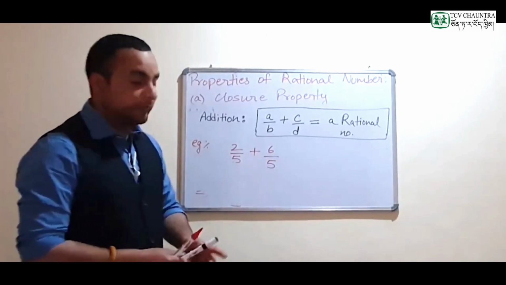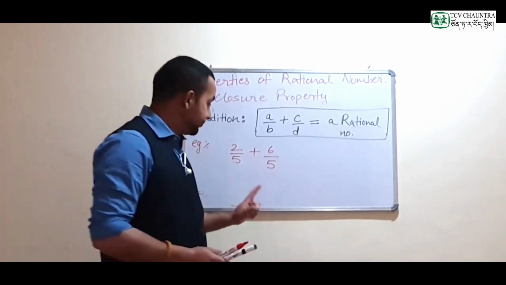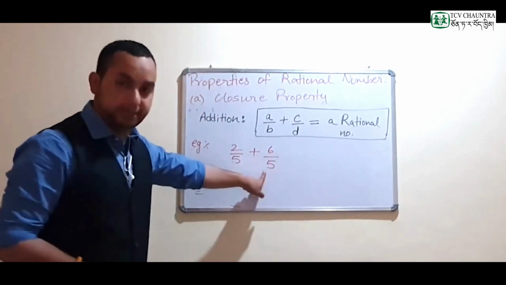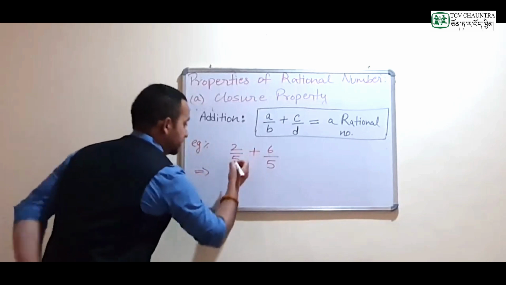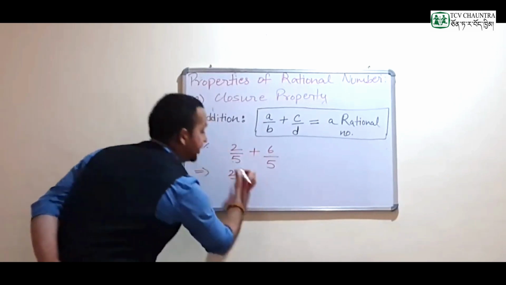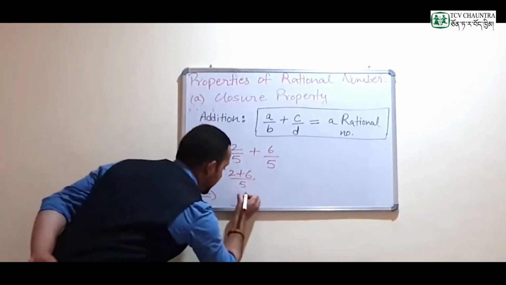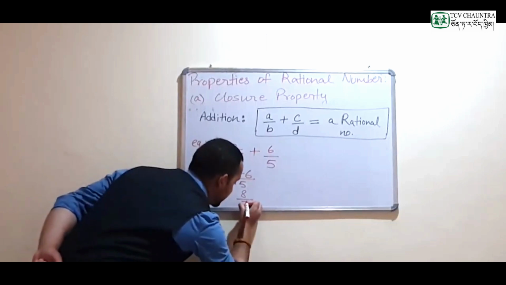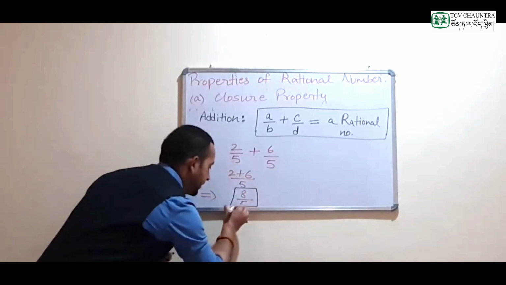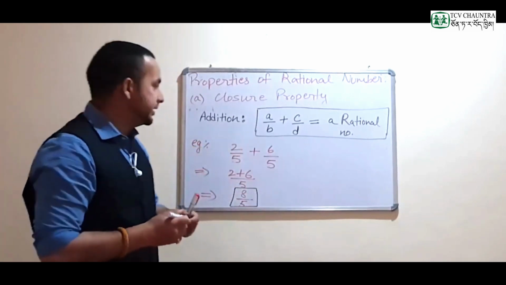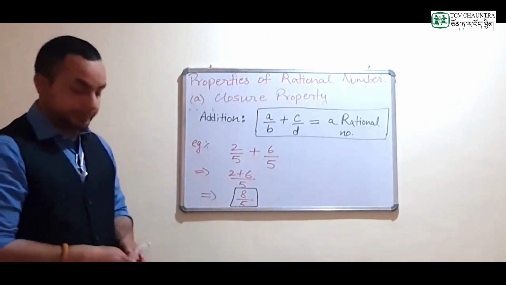In case of addition, we are going to check whether the denominators are same or not. In this example, the denominator is same, so our calculation is easy. Now we are going to add these two numbers. So 2 plus 6, and we can write 5 only once because it's common. So 2 plus 6 is 8 and the denominator is 5, which means 8 upon 5. 8 upon 5 is a rational number, yes, which means closure property is applicable for addition.